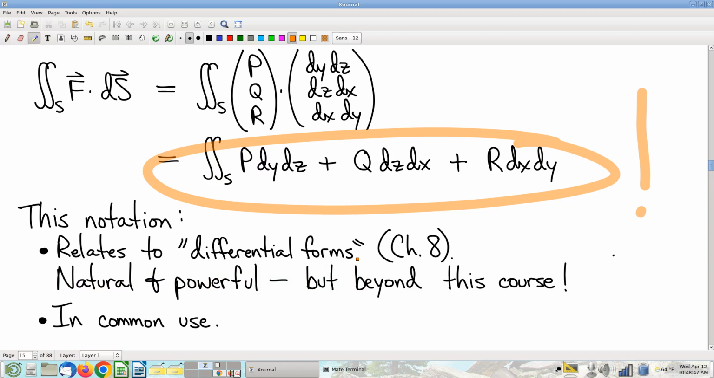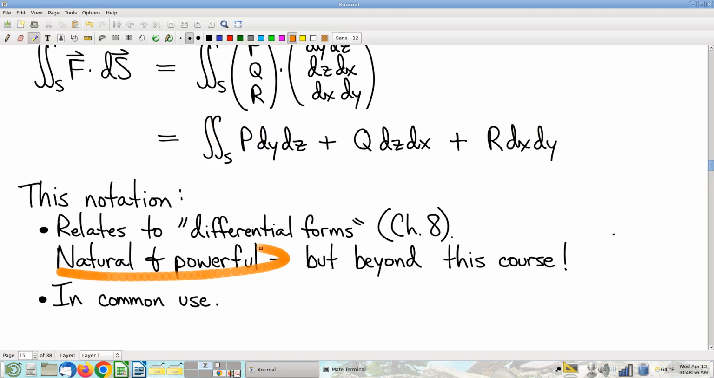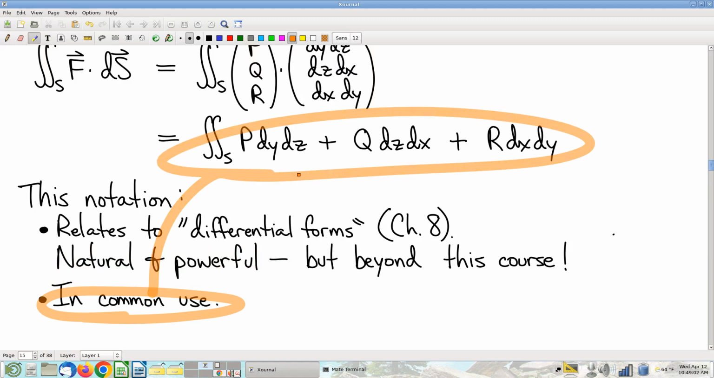Culturally, if nothing else, it's good to know that this is a real thing. But more to the point, because it is so natural and powerful, this notation is also in common use. So you're going to see people using this notation, a little bit in our textbook, and significantly in your future courses, your future engineering courses or physics courses, whatever. This notation's out there. And so you need to know what to do with it when you see it.